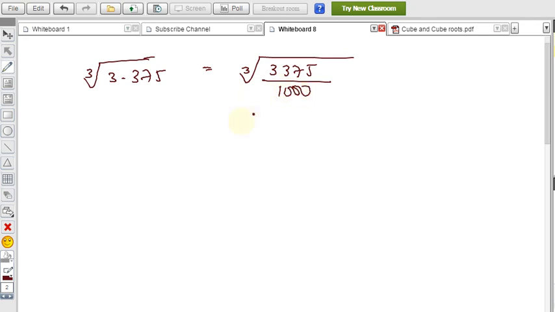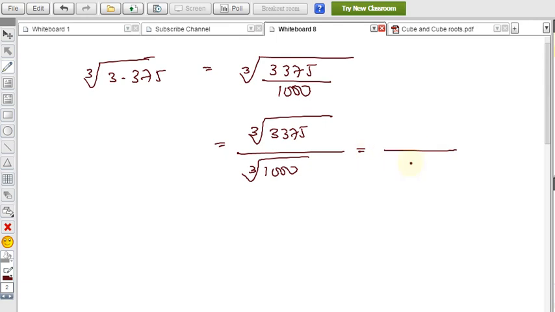Split it, separate it. Cube root of 3375 by cube root of 1000. Cube root of 1000 means that's 10 cube, because 3 zeros, no? 10 cube. 10 into 10 into 10 is 1000, so this is 10. Now the cube root of 3375 we will find out using the prime factorization method here.